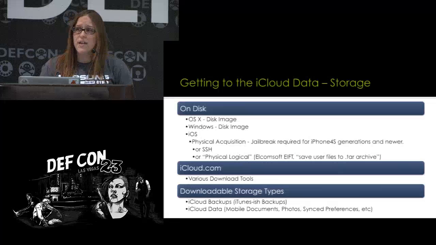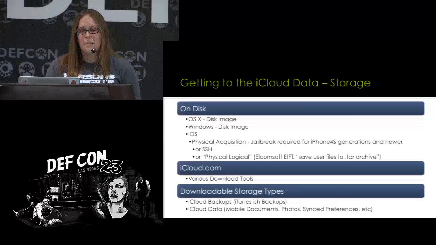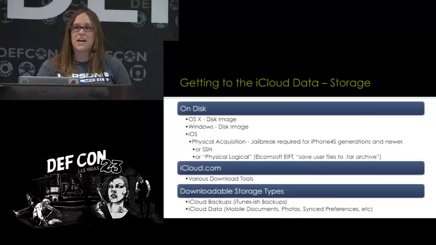We can do physical acquisition type analysis now. And it's going to be most important to get to that physical access. So 64-bit and data protection and all that good stuff has really limited forensics, but it's not impossible. If there is a jailbreak out there, you can get this data. So jailbreak your phone, look at the logical file system, grab the files that you need.